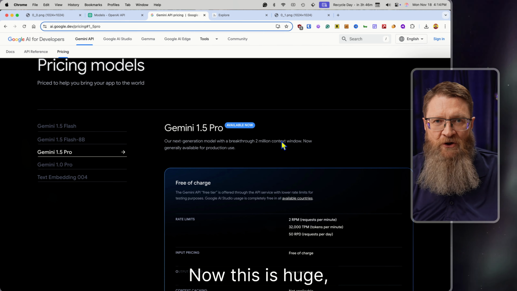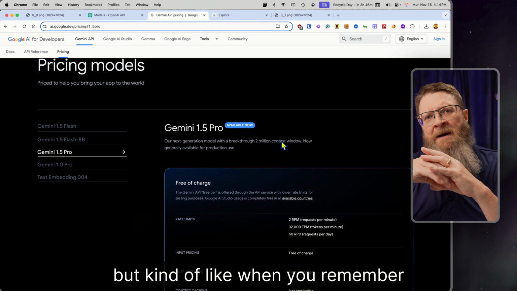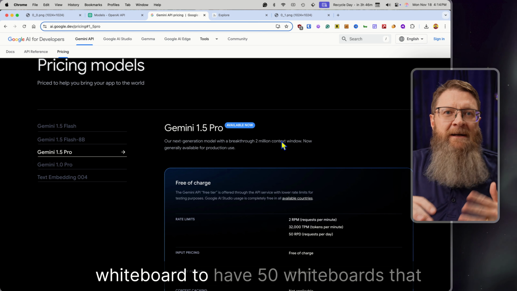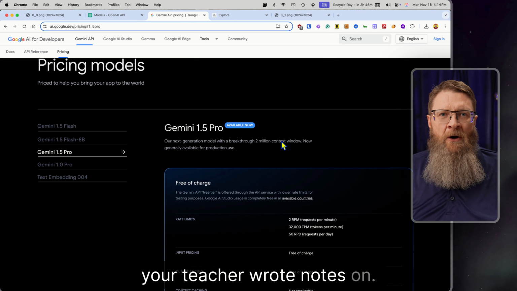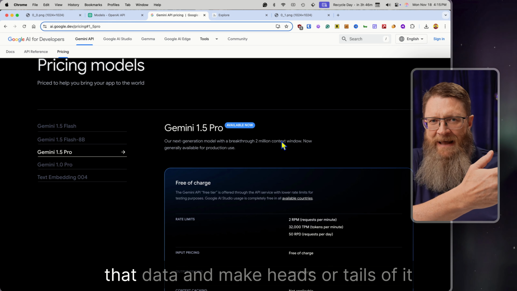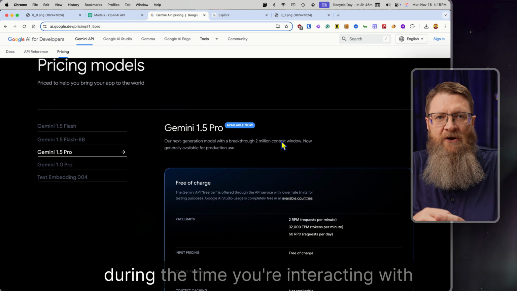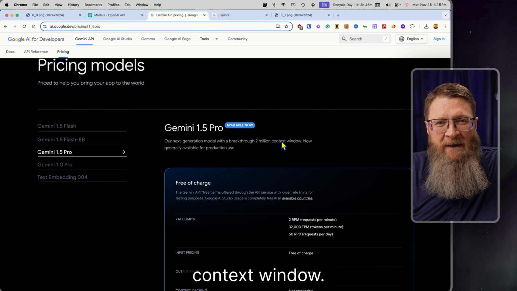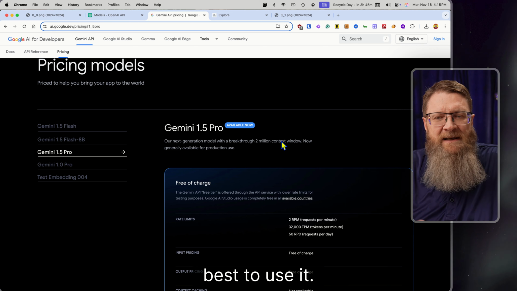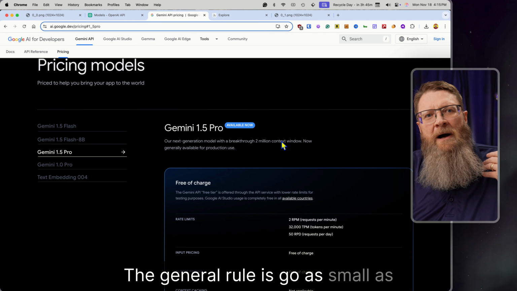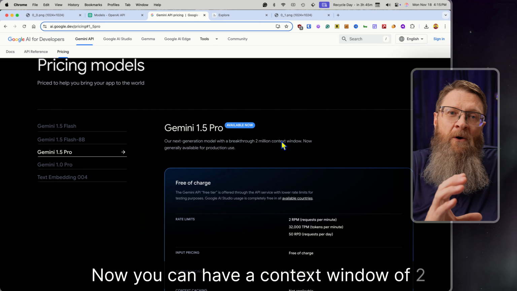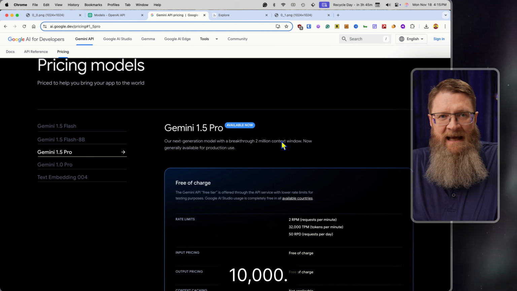Now, this is huge. But when you remember the whiteboard example, it's one thing to say instead of one whiteboard to have 50 whiteboards that your teacher wrote notes on. You still kind of have to sort through that data and make heads or tails of it during the time you're interacting with the system. So it is helpful to have a bigger context window, but just because you have the space doesn't always mean that it's best to use it. The general rule is go as small as possible, but as large as necessary. Now, you can have a context window of 2 million tokens and only be using 8 to 10,000, and that's great.